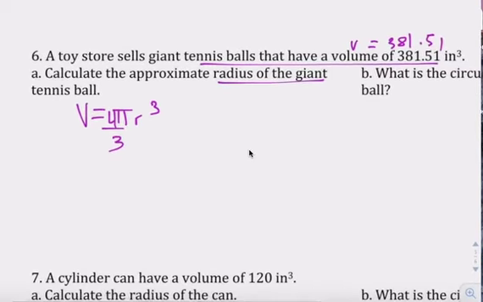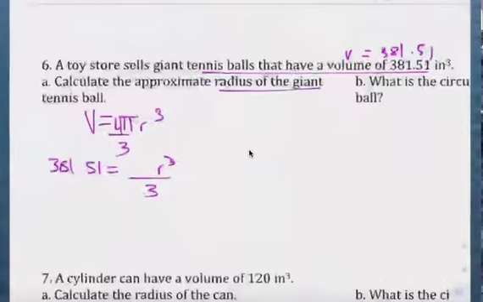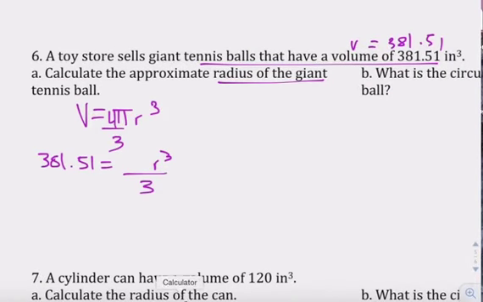We know volume is 381.51 equals 4 pi r cubed over 3. Okay, there's two ways we can do this. We can change this into 12 times 4 times 3.14. Where's my calculator? Anyways, let's go back. I'll use the calculator here.